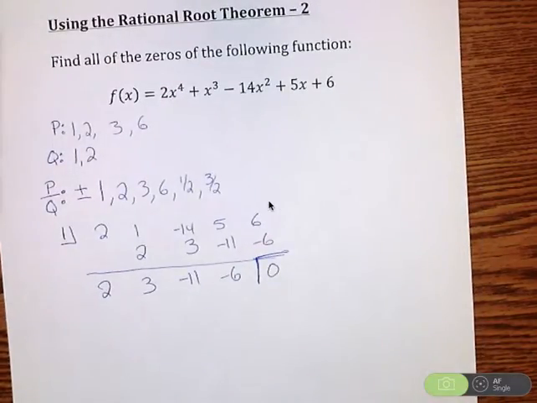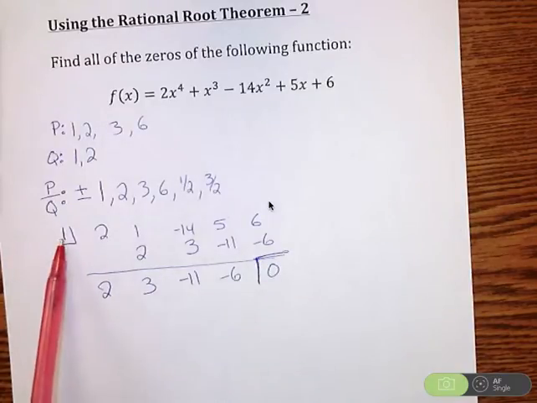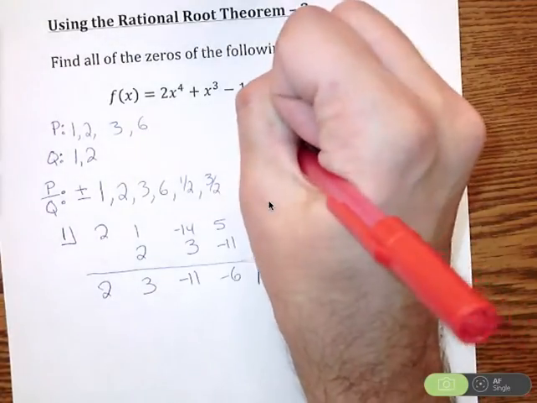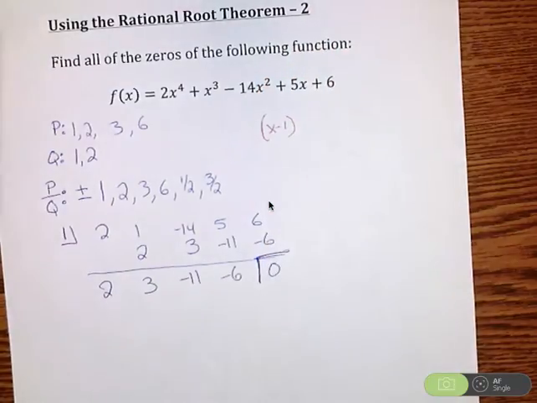So what we notice is I just proved that 1 is a 0 because I got a remainder of 0. So since I had 1 in the box, my factor is going to be x minus 1.